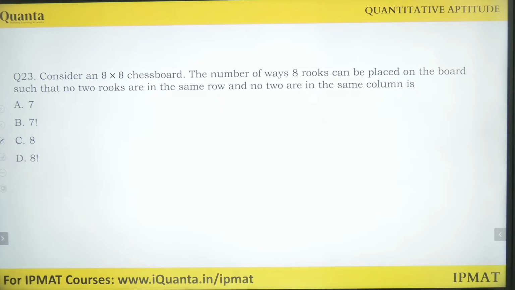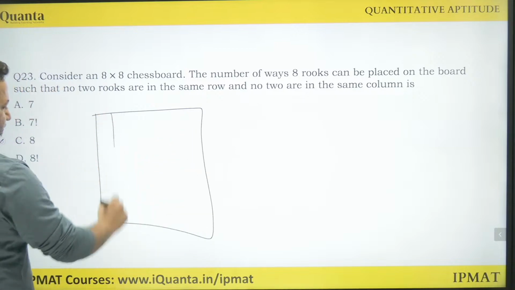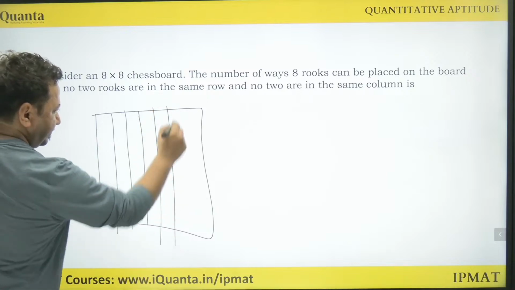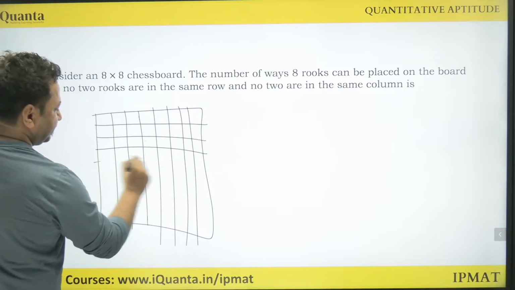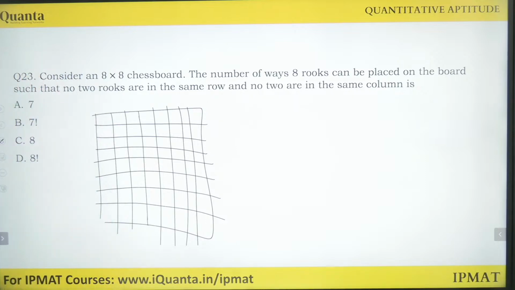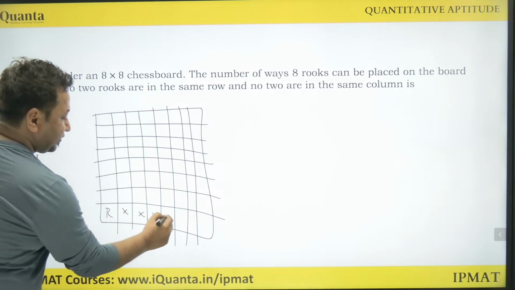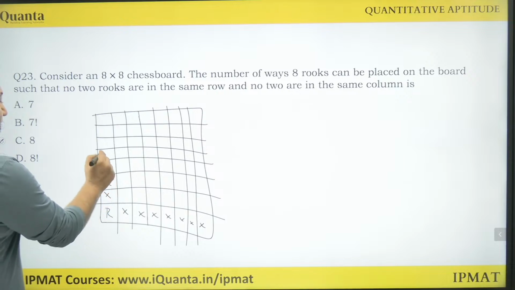Consider an 8 by 8 chessboard. The number of ways 8 rooks can be placed on the board such that no two rooks are in the same row or same column is? The chessboard is in front of us. If I put a rook over here, now I cannot put any rook in the same row or in the same column.